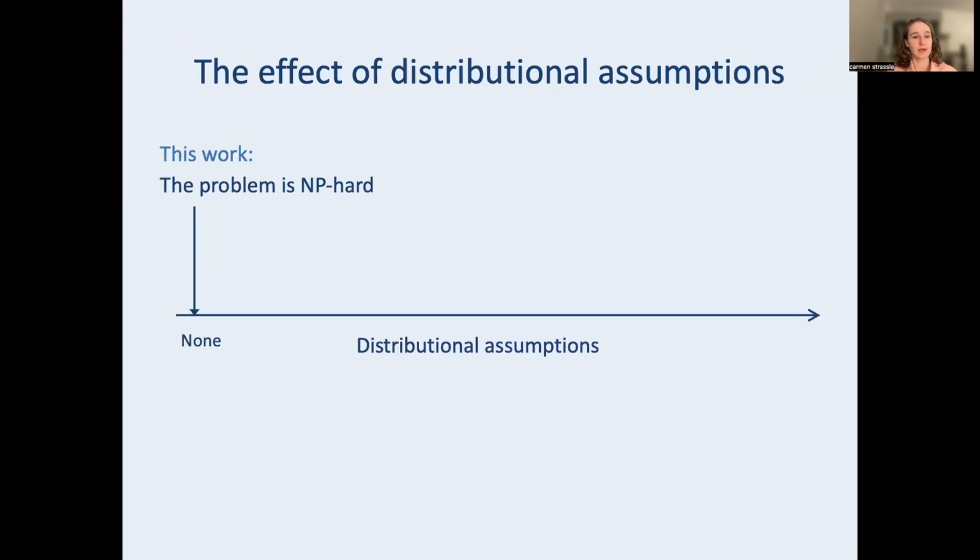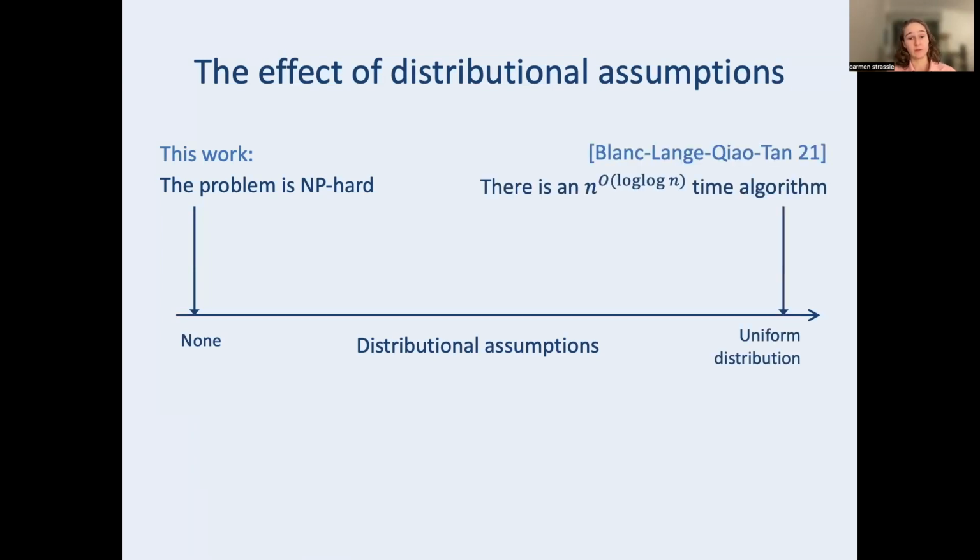Another open line of work that I'd like to talk about is the effect of distributional assumptions. So you can think of distributional assumptions as existing on an axis. In this work, we had no distributional assumptions. The algorithm had to work against any arbitrarily complex distribution. And we showed that under this assumption, the problem is NP-hard. And as I alluded to a bit earlier in this talk, if you increase the distributional assumptions all the way to assuming that the distribution is uniform, then there is an n to the log n time algorithm.